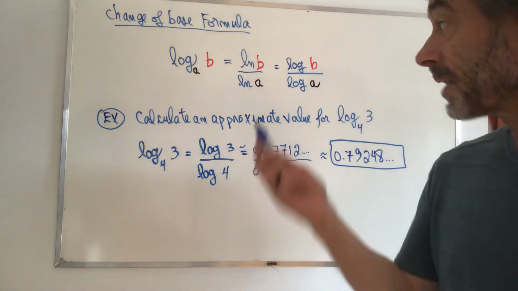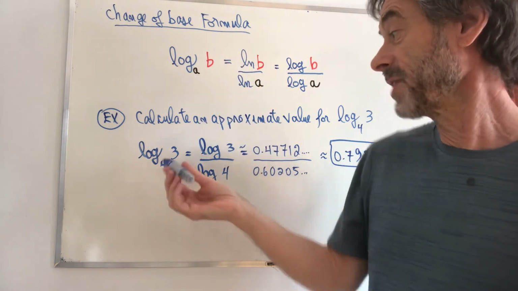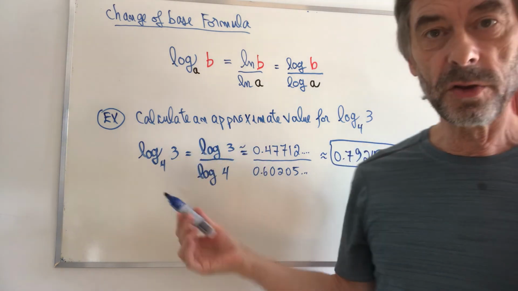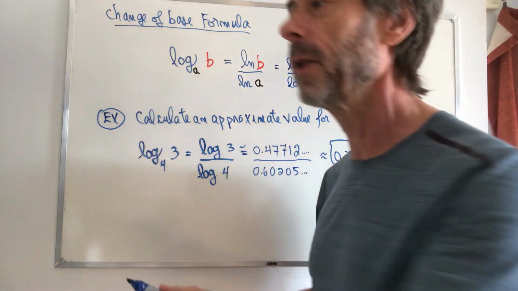So that's going to be useful when you sketch graphs and you want to sketch the graph, for example, of log base 4 of x, right? If you need a table of values, well, you need to know the y value, but since the calculator doesn't have log base 4, we can do this.